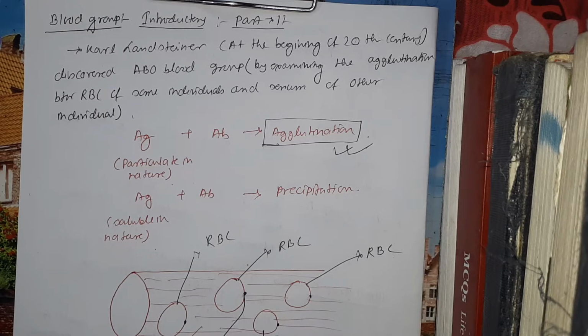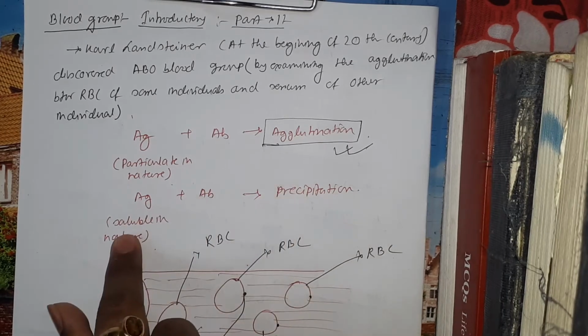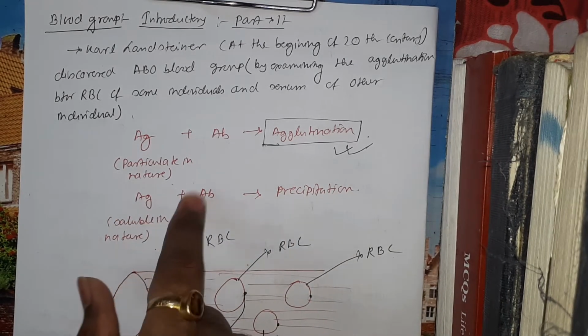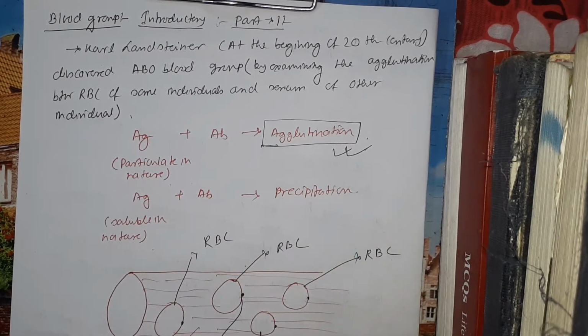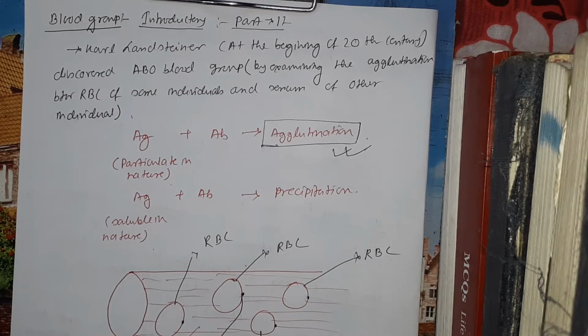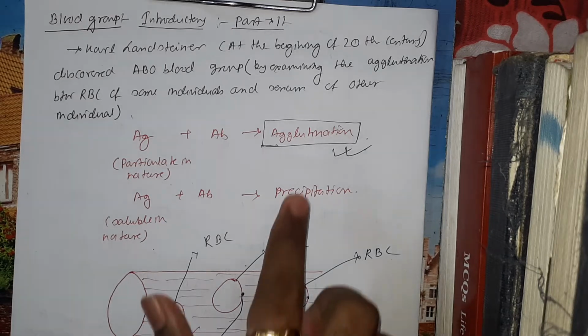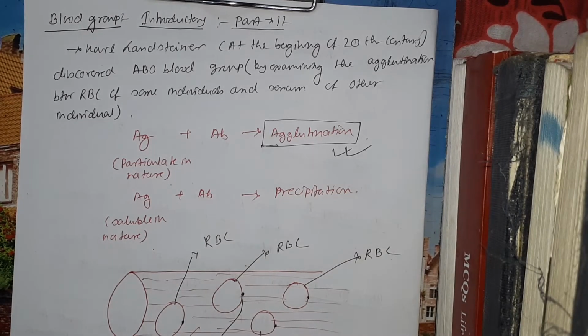That means antigen and antibody have the ability to react with each other, and there can be two types of antigen antibody reaction depending on the type of antigen. If antigen is particulate in nature, then the reaction of antigen and antibody leads to agglutination. If antigen is soluble in nature, then the reaction of antigen antibody leads to precipitation, right? So our classification of ABO blood group is typically focused on the agglutination reaction, right?